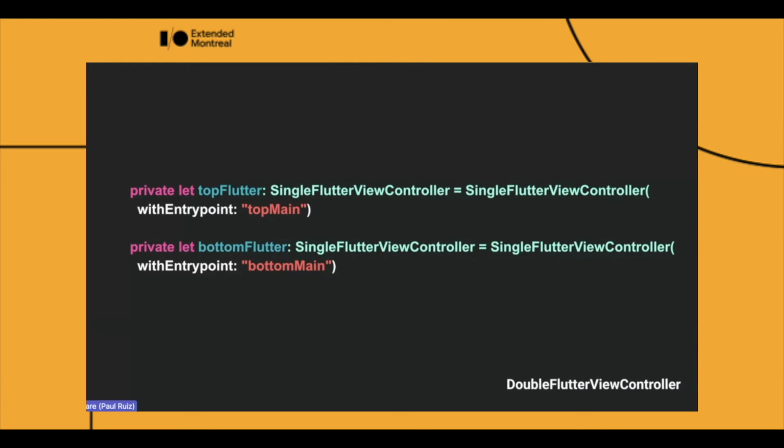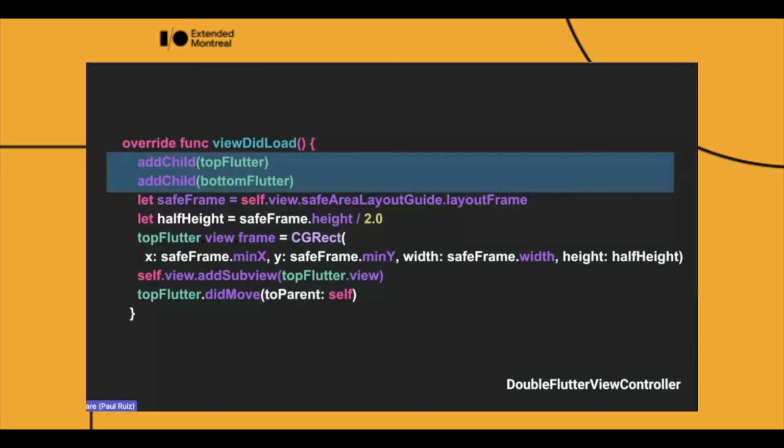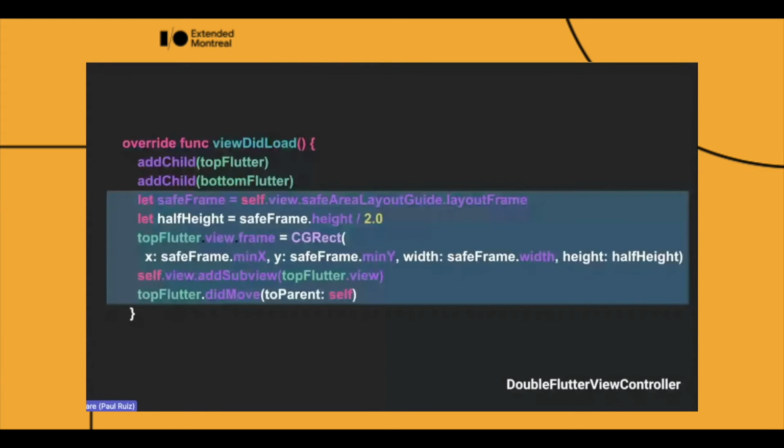And then finally, you're just going to need to add any new sub view controllers that we'd created into our currently displayed view controller. And then from that point, we can also modify any properties that are associated with our sub view controllers to do things like split each of the Flutter UI components across different portions of the screen.